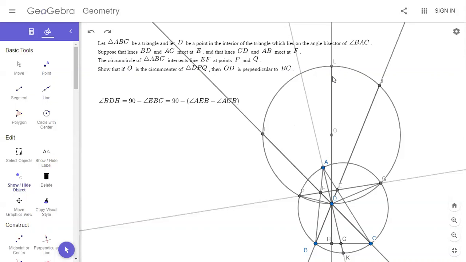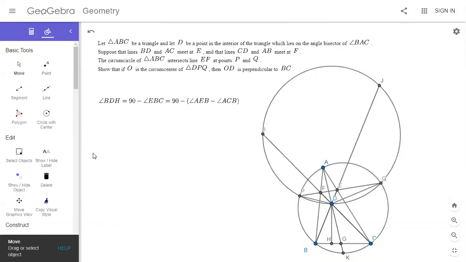I'm just going to hide this for now. Let's see, how can we show BCIJ is cyclic? Can we use power of a point? BD times DJ. Maybe we want to try to show IJ, PQ, and BC concur. Concur. Yeah, I like it.